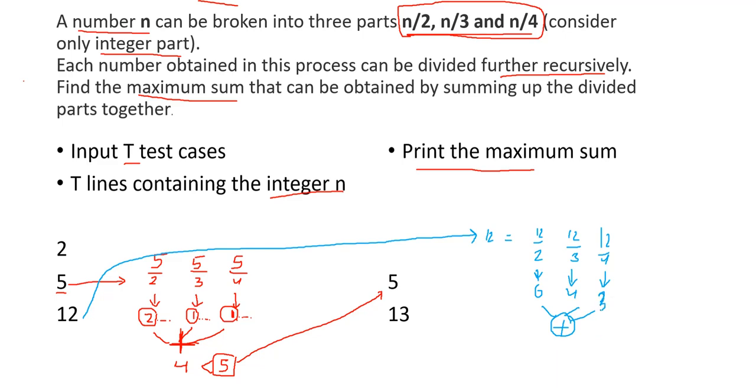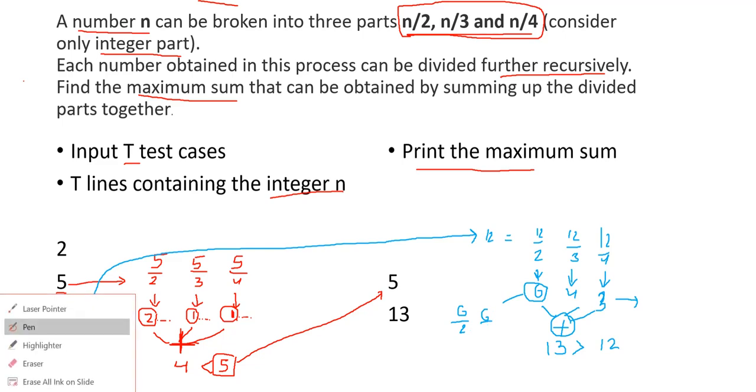12 by 3 is 4, 12 by 4 is 3. So adding this, 6 plus 4, 10, 10 plus 3, 13. So we are getting 13 which is greater than 12. Right? Now we have to further move forward. We have to check again these numbers, like first taking this number, check this number. So divide this, 6 divided by 2, then 6 divided by, wait, let me take another pen. So 6 divided by 3, then 6 divided by 4.